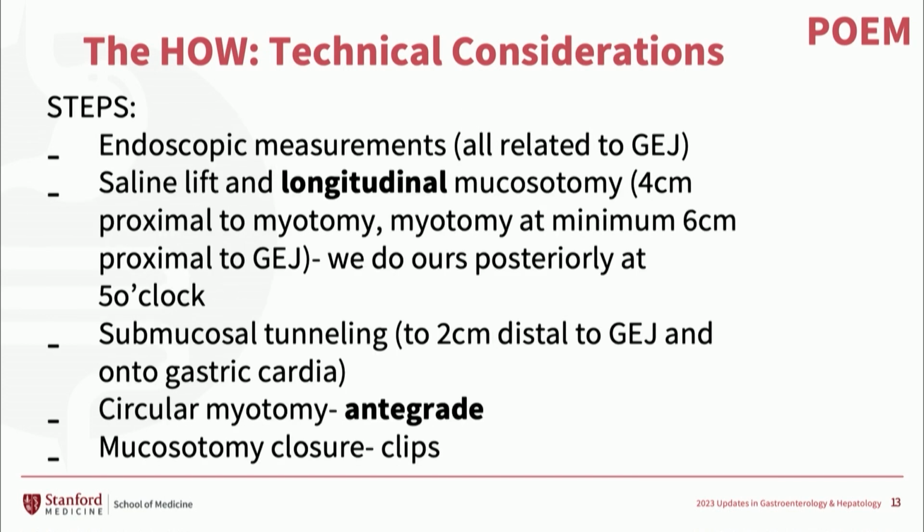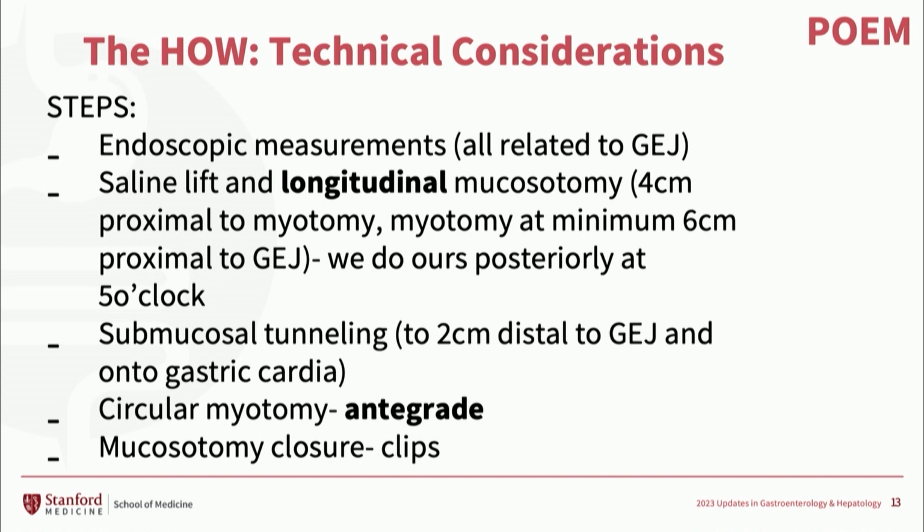And although we showed the images previously in terms of the steps, all of this really relies on the initial endoscopic measurements in relation to the GE junction. And so you want those in the beginning during your screening endoscopy to identify where you want to plan your myotomy and your mucosotomy. But again, we start the saline lift and a longitudinal mucosotomy that you need to have 4 centimeters proximal to the planned myotomy.